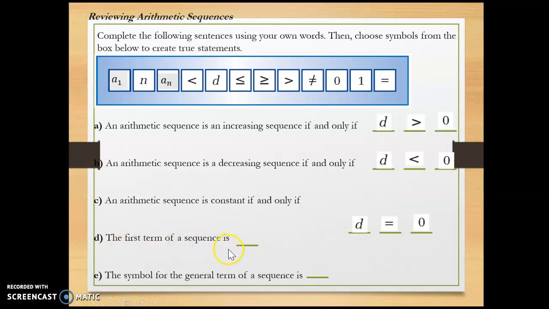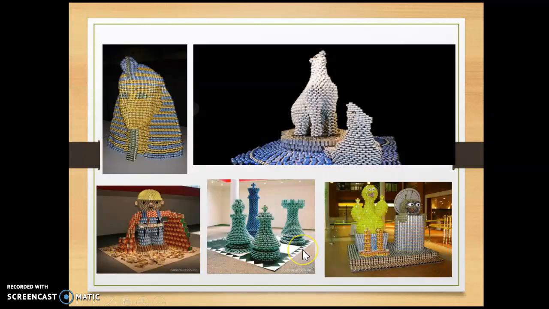The first term of a sequence is notated as a sub 1. Some are using t sub 1 because it's term 1, but mostly it's a. The symbol for the general term of a sequence is a sub n or t sub n. Okay?